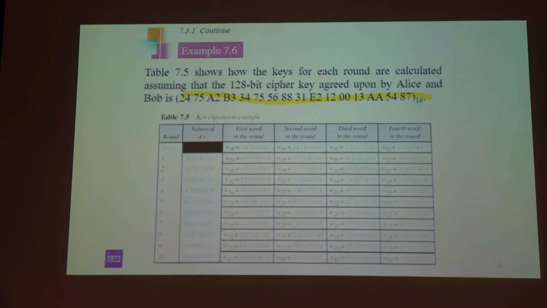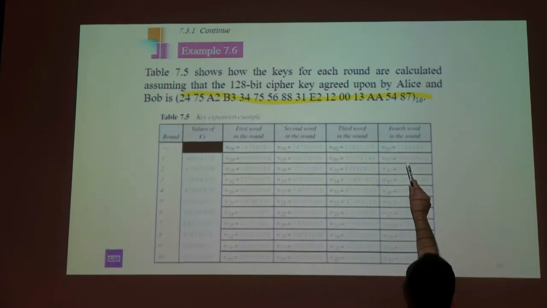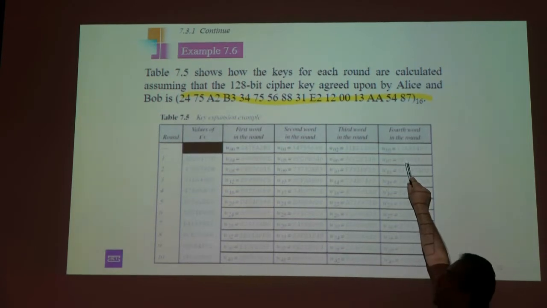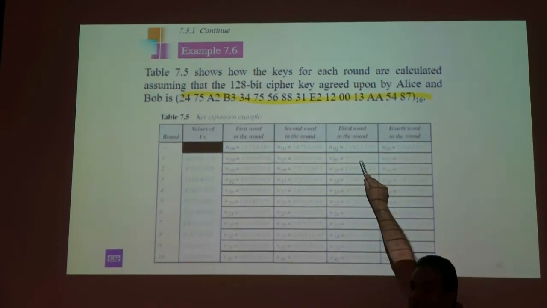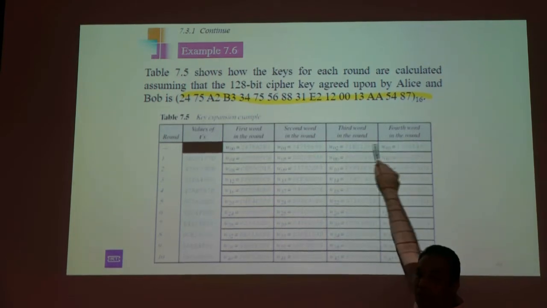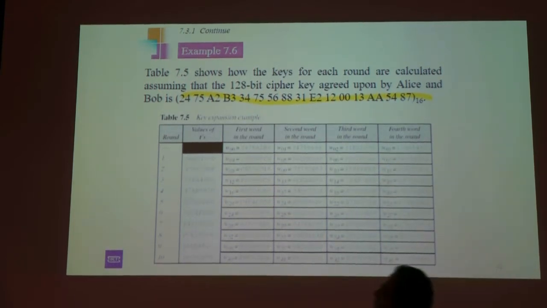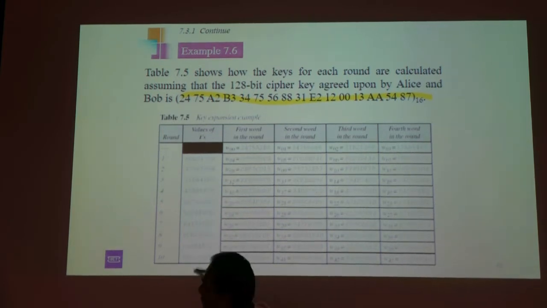Tell me, what is the value of word seven? You need to use word three and word six. So where is seven here? It's coming from three and six. You XOR this six with this, the one above it and the one to the left of it, right? And this is how we calculate the T's and all of that.